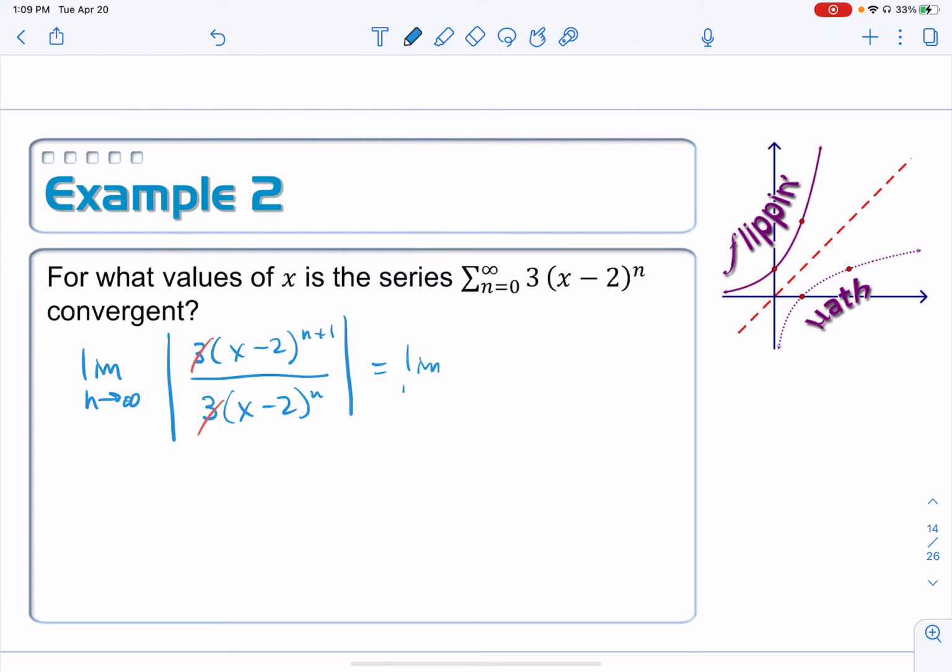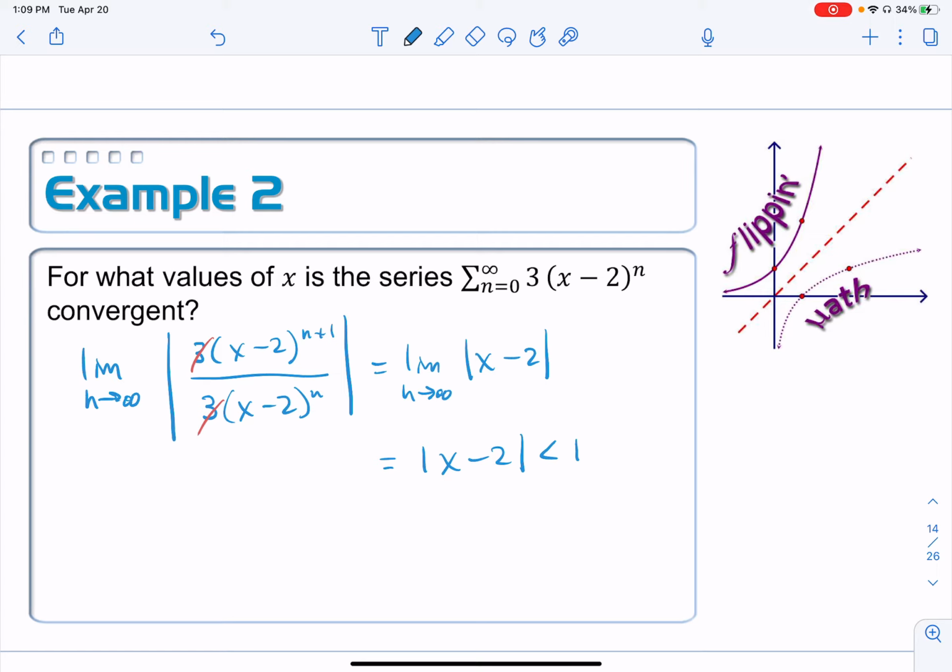This is equal to the limit as n goes to infinity of the absolute value of x minus 2. Now notice that the n's are completely gone. There's nowhere for me to stick infinity in here or any kind of number in here. And so the value of this limit is just simply the absolute value of x minus 2. If this series is going to converge, I want that quantity to be less than 1. I force it to be less than 1.